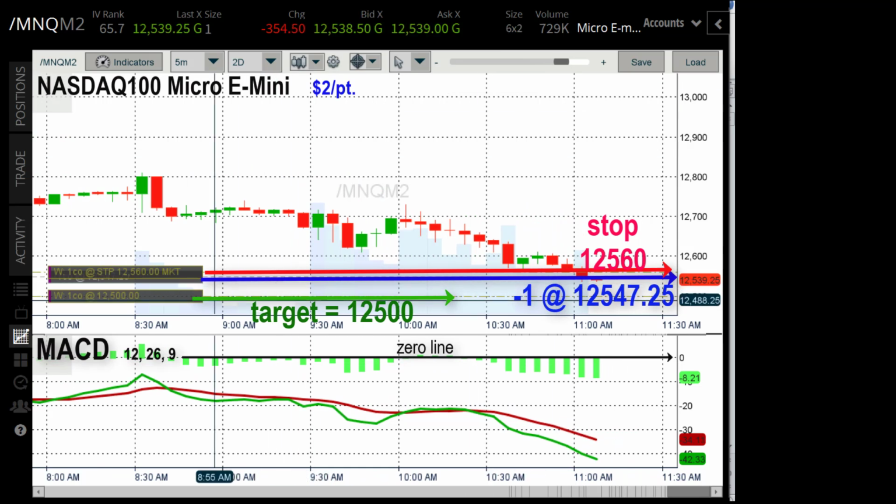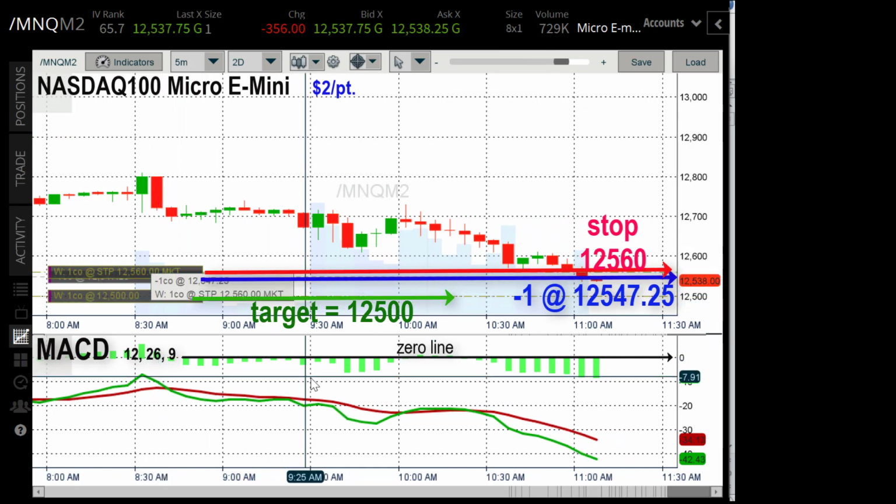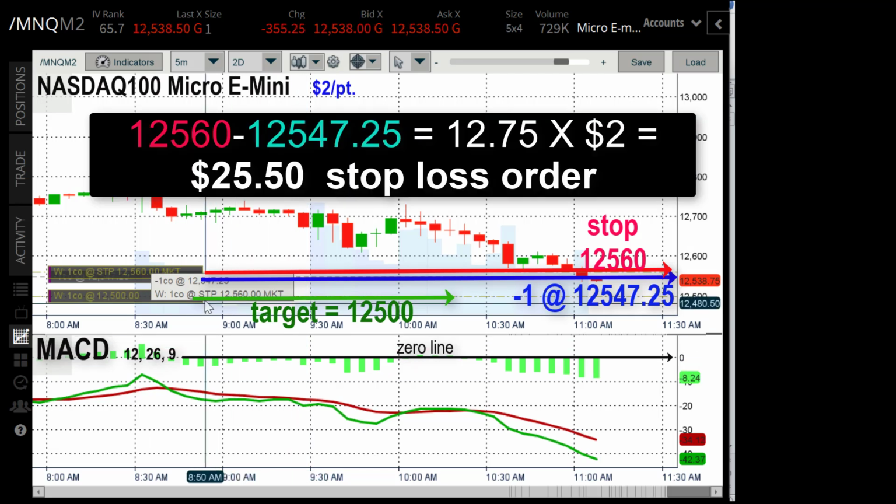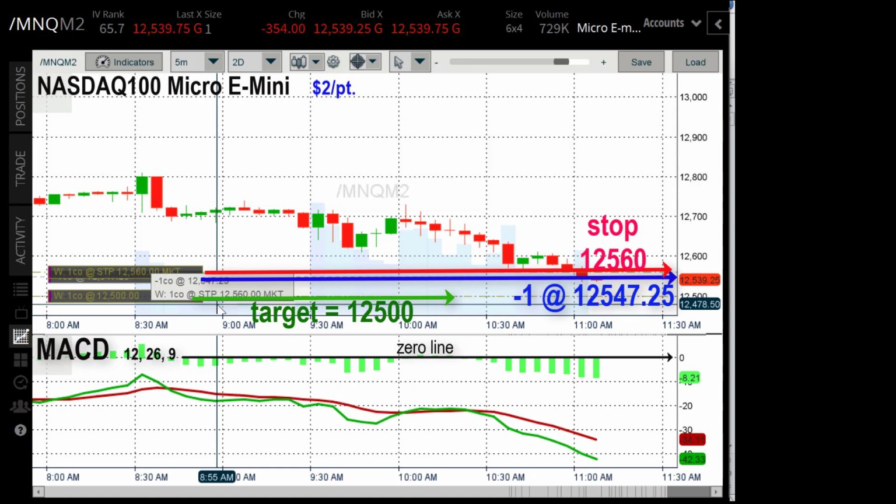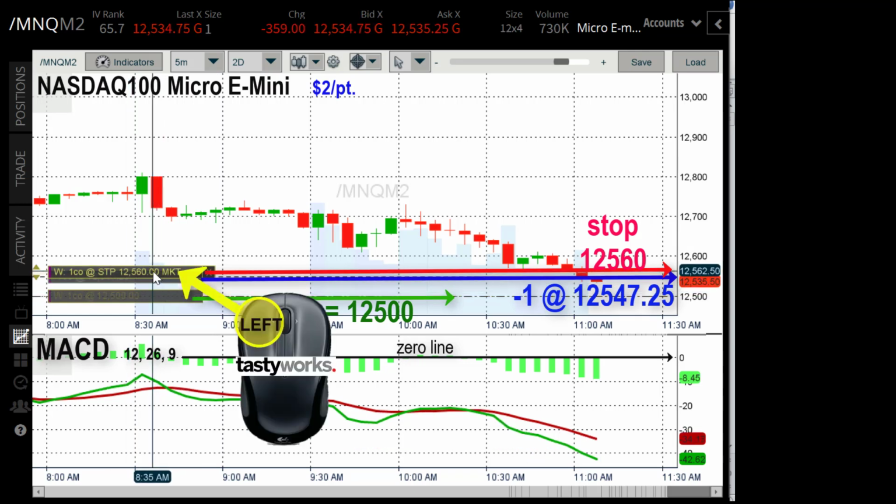My stop's up at 12,560. I got filled at 12,547 and a quarter, so my stop is 12 3/4 points away. That's $25.50, worst case scenario. Remember, our whole idea in entering this trade was to participate in a downtrend that was already in progress. And we're only just a few seconds, about 30 seconds into the trade, and we're up $20 already. So indeed, this downtrend is serving us well so far.